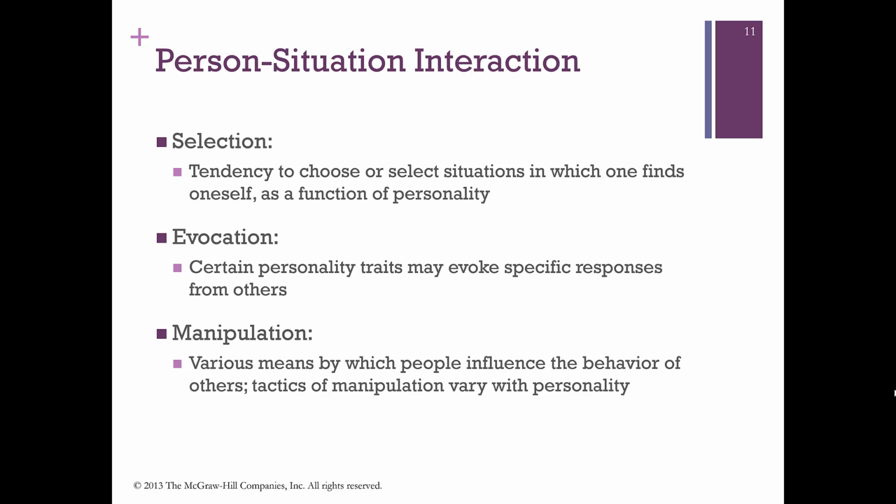The final form of person-situation interaction is manipulation. Instead of selecting the environment you are in, you are altering the environment that you're in. Some do this through charm, and others do it through things like the silent treatment.